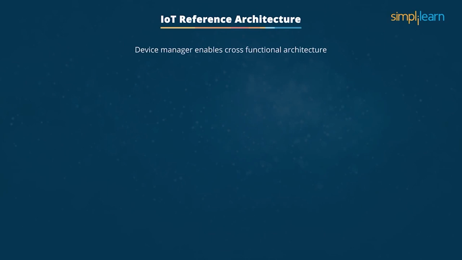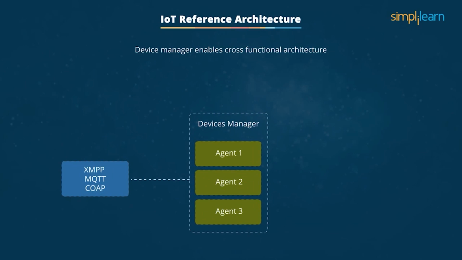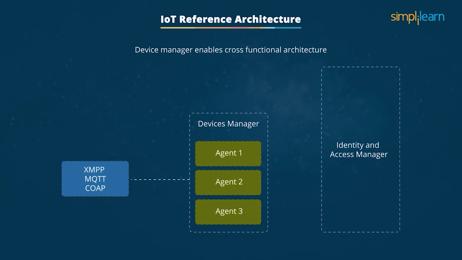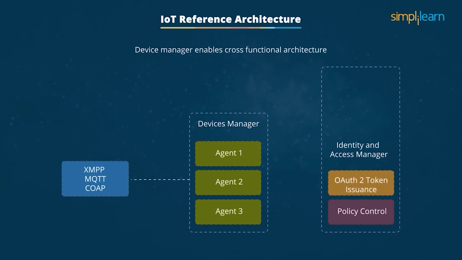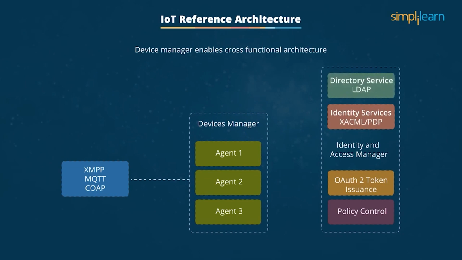Cross-functional architecture is possible using Device Manager that provides a single platform for remote management. The Device Manager communicates with devices through set protocols. Device management uses device management agents and is responsible for the remote management of software. The identity layer has the capabilities of cybersecurity, including policy control and OAuth 2 token issuance. Other capabilities include identity services, XACML, PDP, and directory of users, e.g., LDAP.